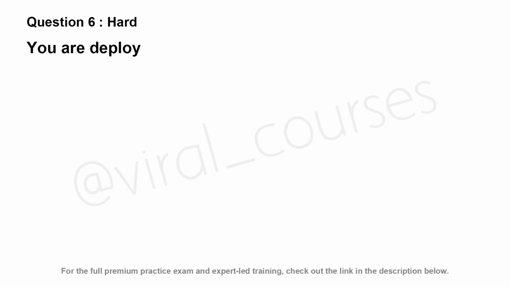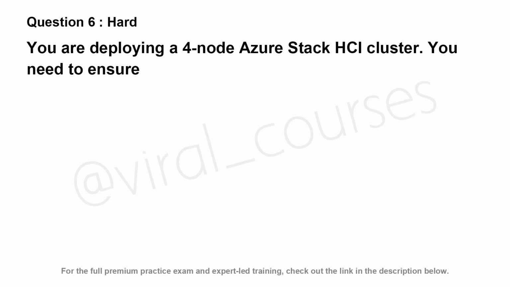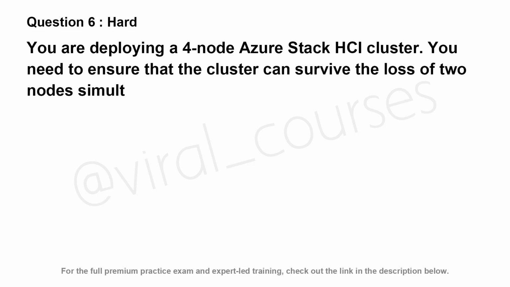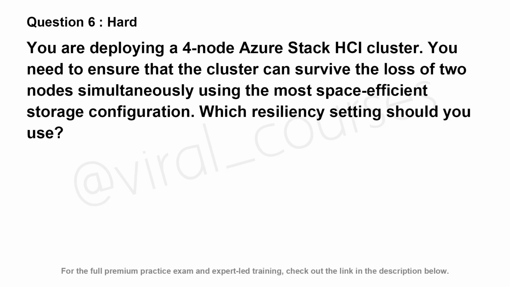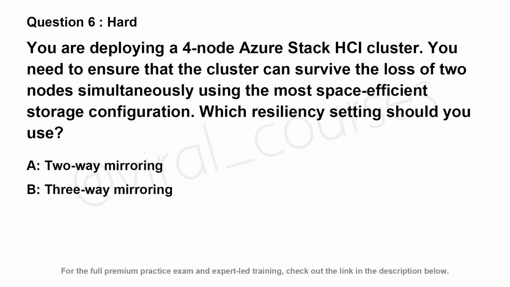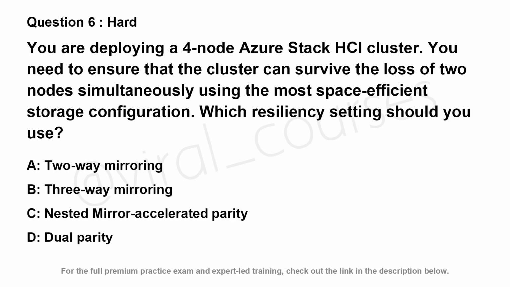You are deploying a 4-node Azure Stack HCI cluster. You need to ensure that the cluster can survive the loss of 2 nodes simultaneously using the most space-efficient storage configuration. Which resiliency settings should you use? Option A, 2-way mirroring. Option B, 3-way mirroring. Option C, nested mirror accelerated parity. Option D, dual parity.